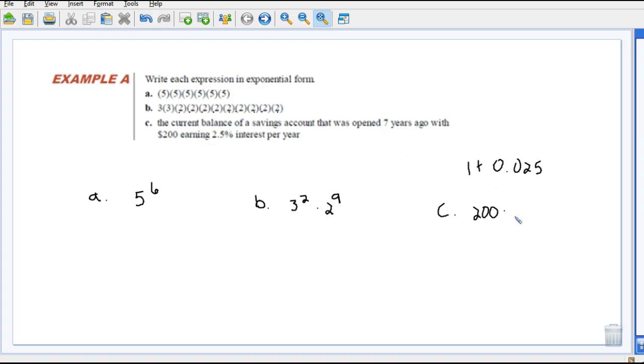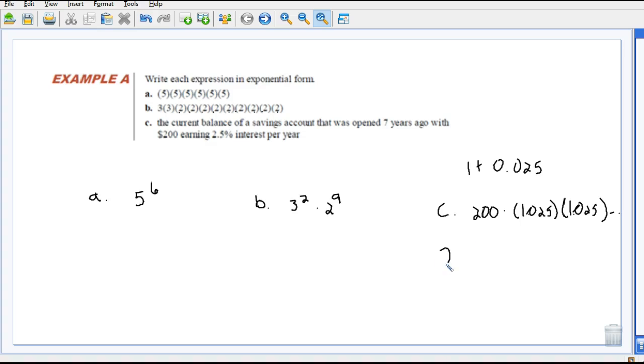1.025 7 times, right? So it's going to be 1.025 times 1.025, and then I can keep on going. I'm just running out of room, so I'm just going to write dot, dot, dot, because there's a faster way to write this, right?